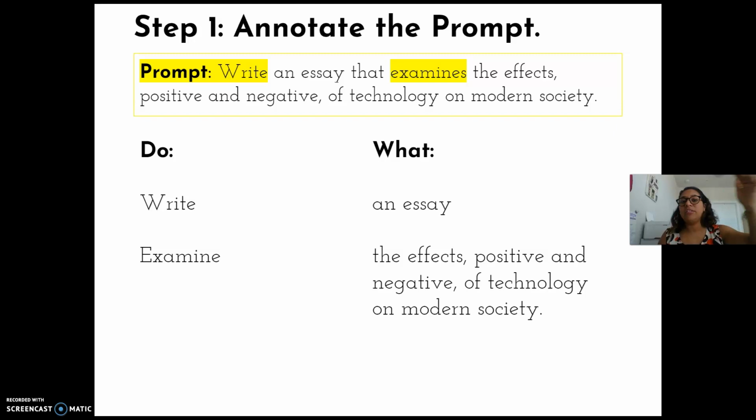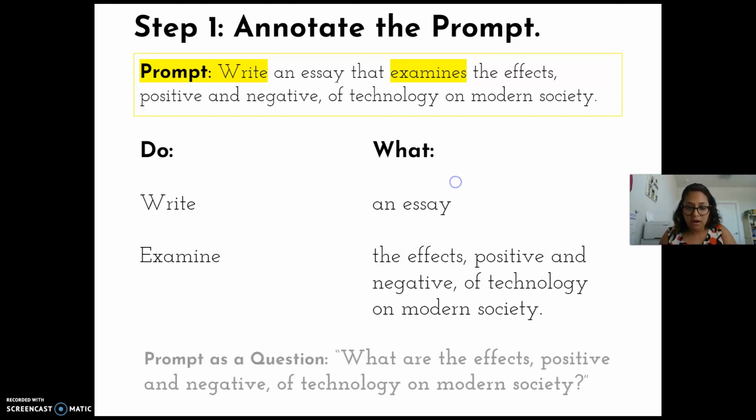So you know that it's going to be a lot more than just a simple paragraph of 7 to 10 sentences. We're talking more so 5 paragraphs. The next do, examine, the effects, positive and negative, of technology on modern society. That is the content. So I need to now think about what are the effects, positive and negative, of technology on modern society. So I've now turned the prompt into a question that I can more easily answer.